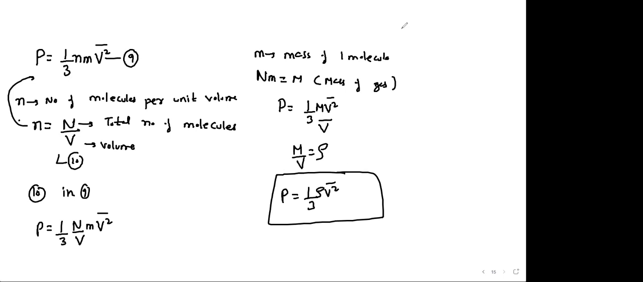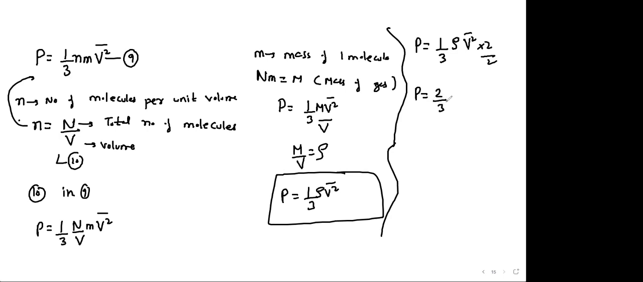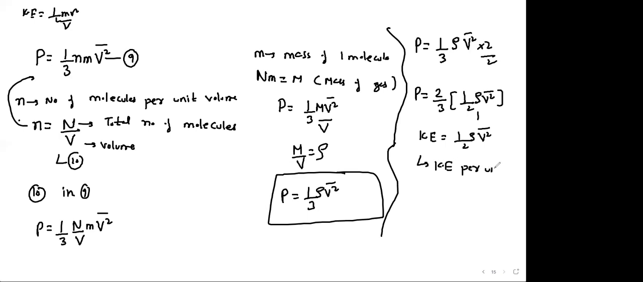You can do one more thing. If you want, you can convert this in terms of kinetic energy. To do that, simply multiply and divide by 2. So I can write this as 2 by 3 into 1 by 2 rho V square bar. You know that kinetic energy is half mv square. If I take kinetic energy per unit volume, as we have done in fluid mechanics, then mass by volume is density. So half rho V square bar can be written as kinetic energy per unit volume.